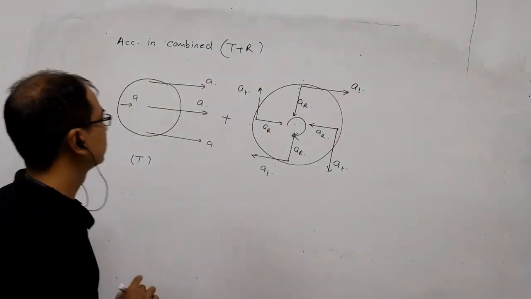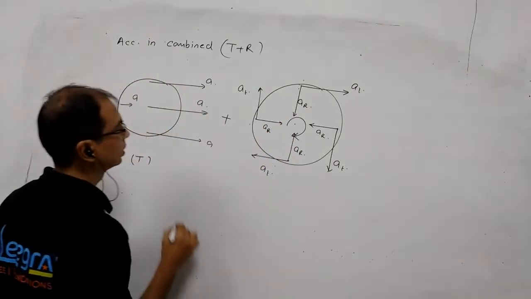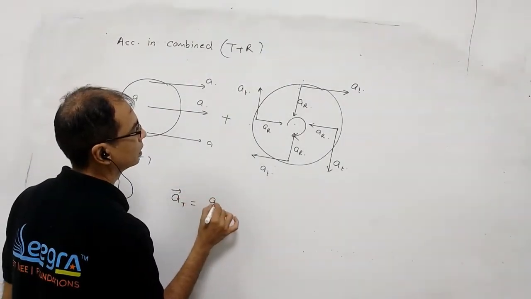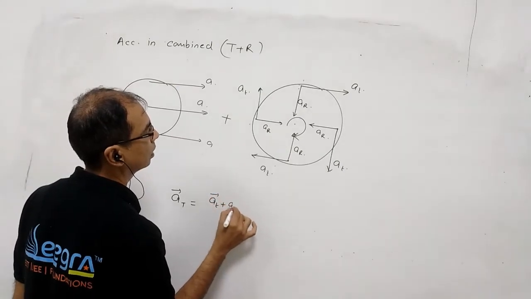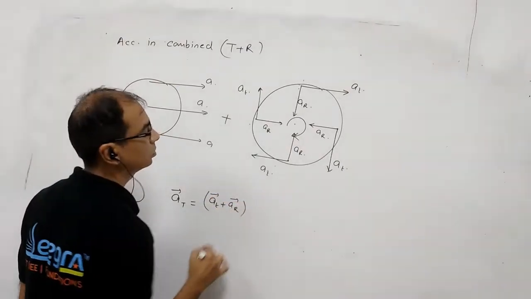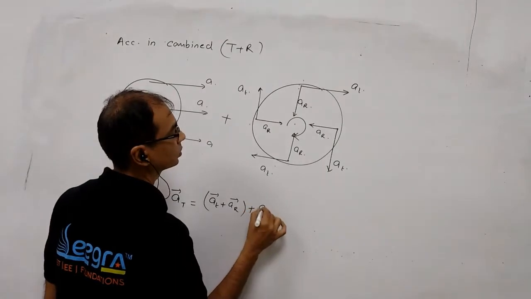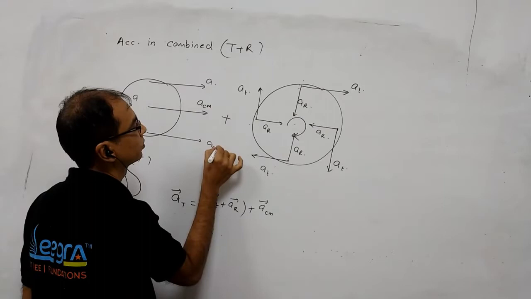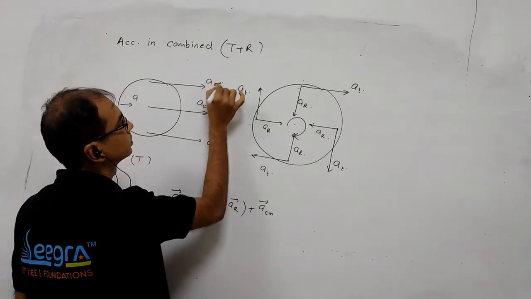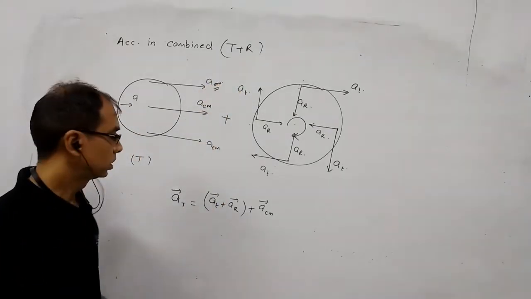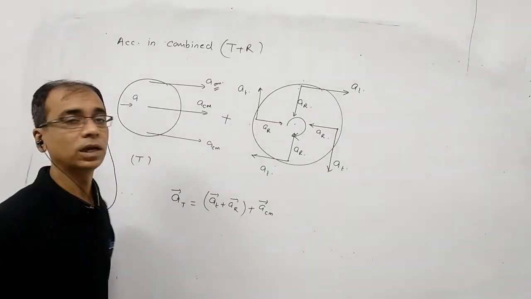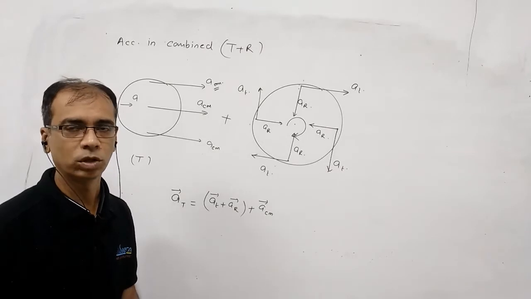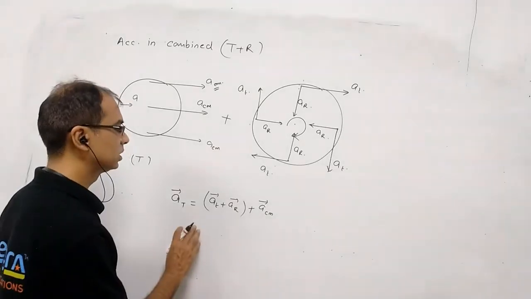Okay, so total acceleration is what? This plus this. That means total acceleration will be AT plus AR, there is a vector relation between them also, plus ACM, the acceleration of center of mass. So this is the total acceleration in translation plus rotation. And we saw that yesterday, so no doubt about that. Okay, so this is the way to write.